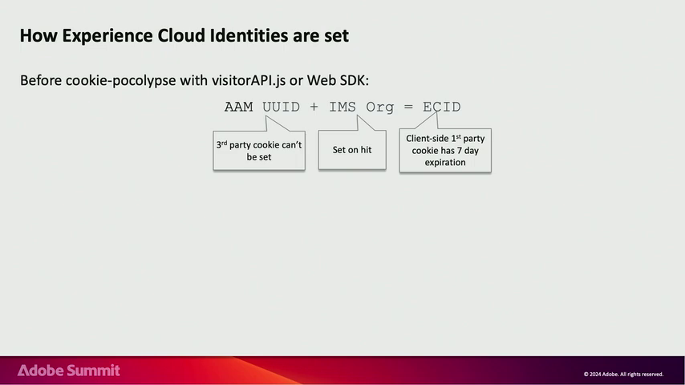However, since it's a client-side first-party cookie, the industry has still flagged those as a little bit suspicious, and it's only going to have a 7-day expiration, which, back in the heady days when I first started at Omniture, was like a 5-year expiration. So 7 days is a little bit problematic.